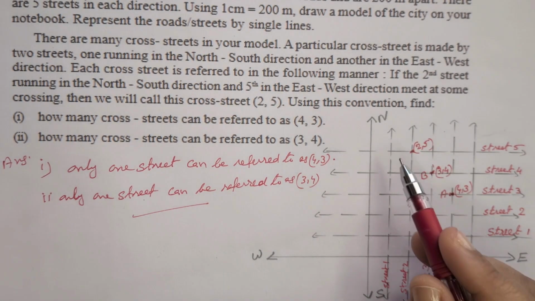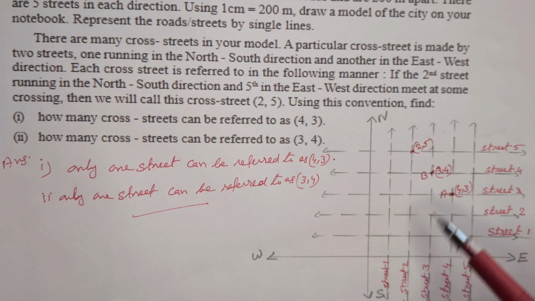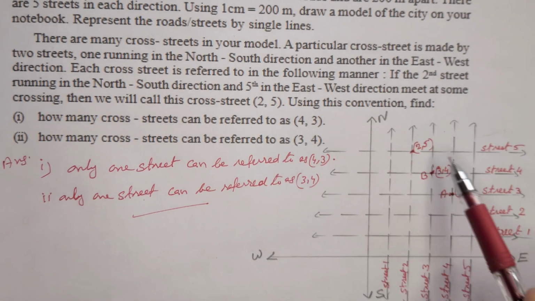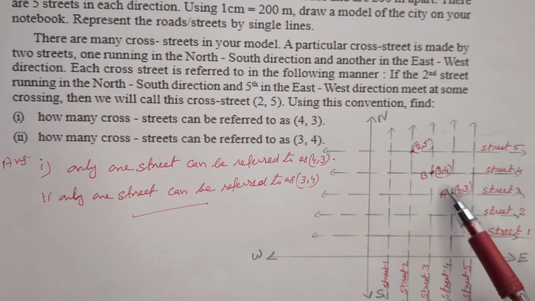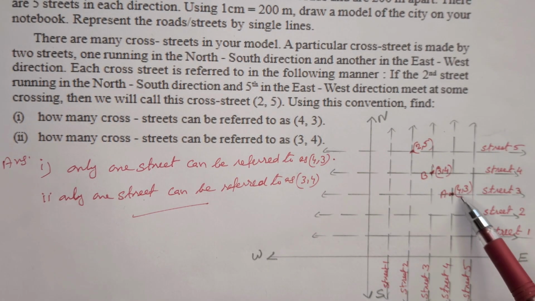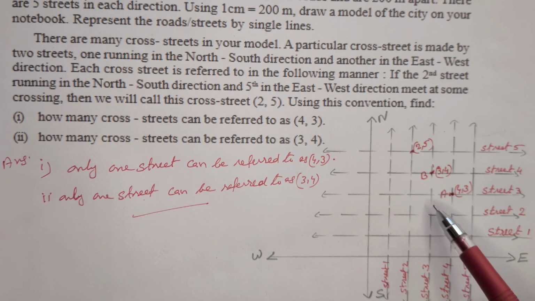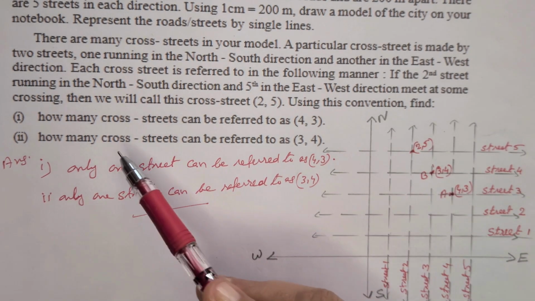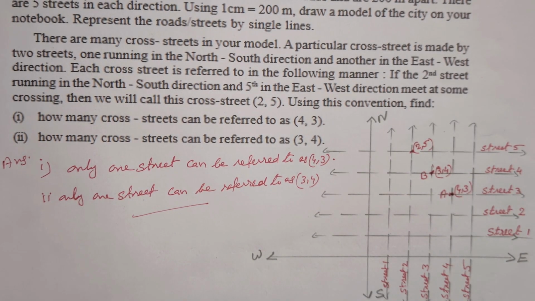First we have to draw the roads in east to west direction and also north to south direction. Then 5 parallel streets for each one. And one is given, (2, 5). According to that, we have to locate the points (4, 3) and (3, 4). Here only one crossroad each. How many cross streets? So only one street. That's the answer.